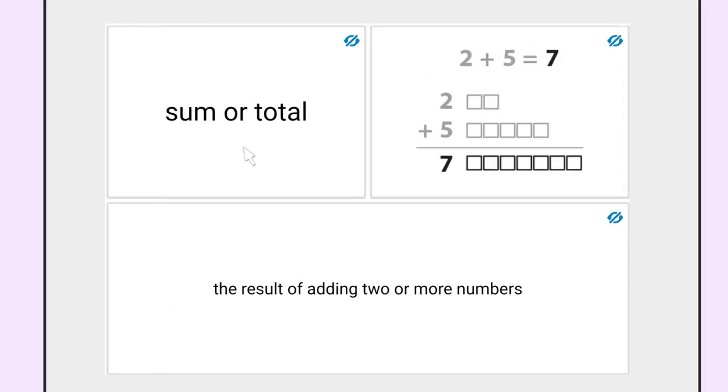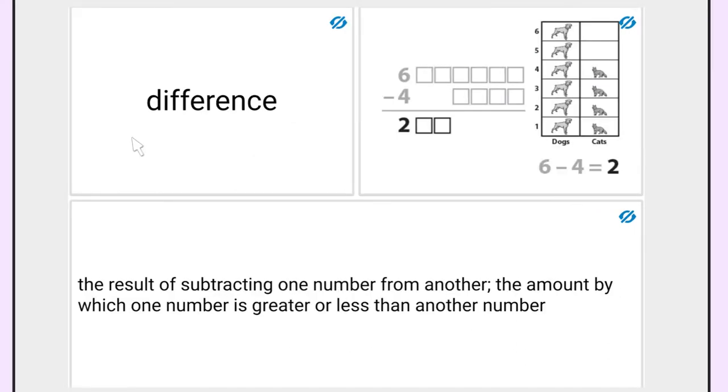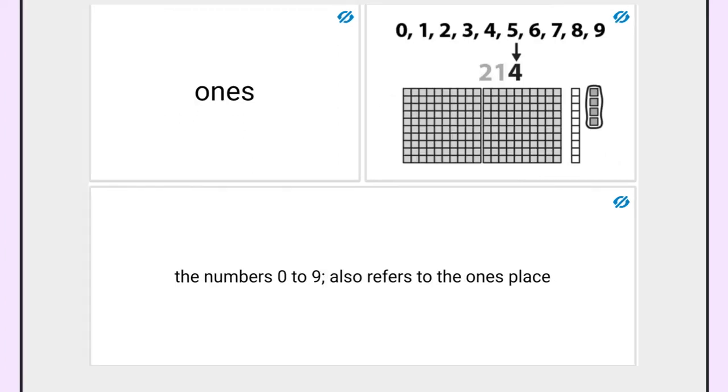Sum or total is the result of adding two or more numbers. So as you can see here in our visual, we have 2 plus 5 is equal to 7. So 7 would be our sum or total. Difference is the result of subtracting one number from another, the amount by which one number is greater or less than another number. So here in our visual, we see 6 subtracting 4 equals 2. So our difference would be 2.